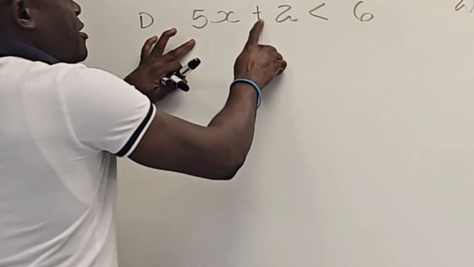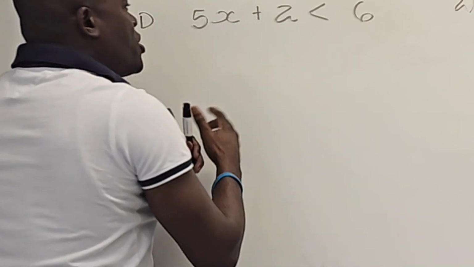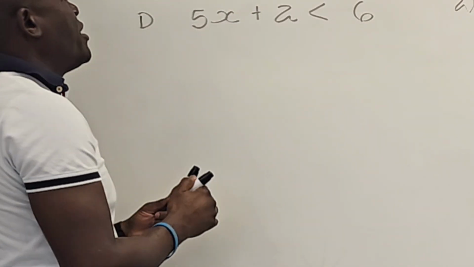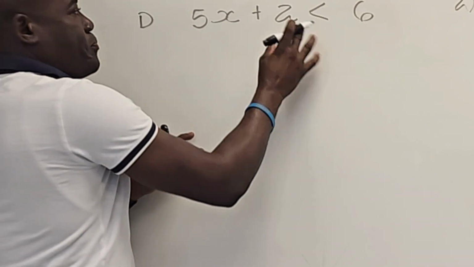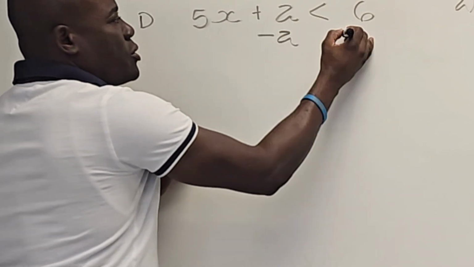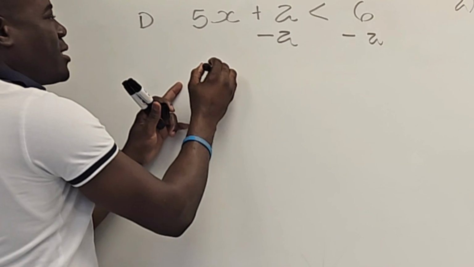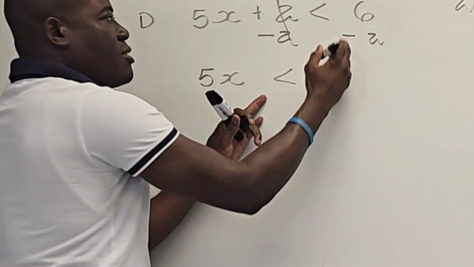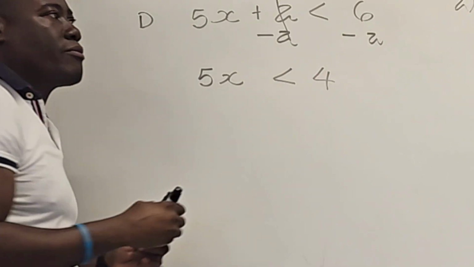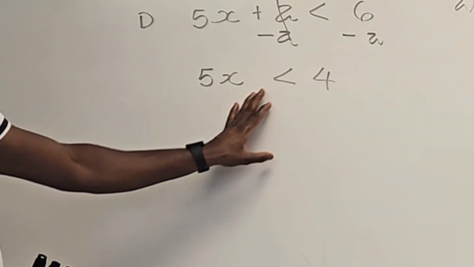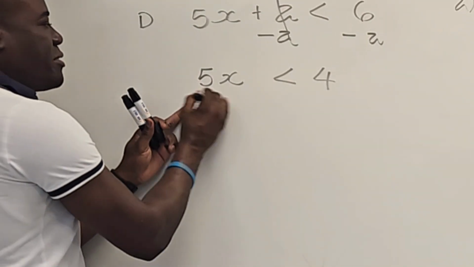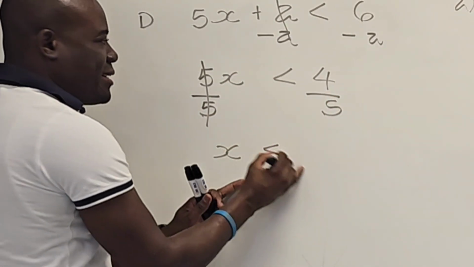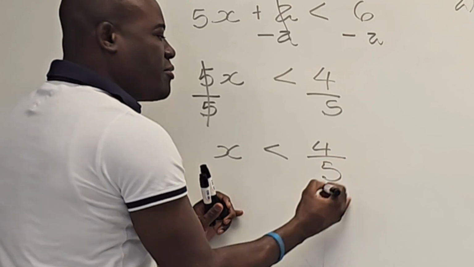So number one says 5x plus 2 is less than 6. So we're going to solve to have x. So what we're going to do is to focus on what we have here. As you could see, if we subtract 2 from both sides, we're looking at 5x, this becomes 0, is less than 6 minus 2, that's 4. So we're looking at 5x is less than 4. If I divide this by 5, then x is less than 4/5.